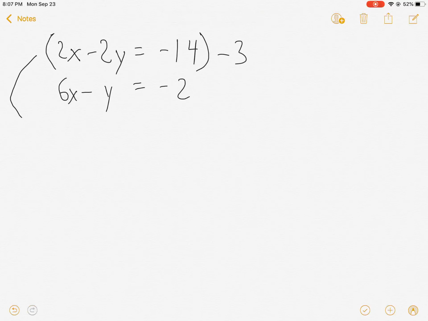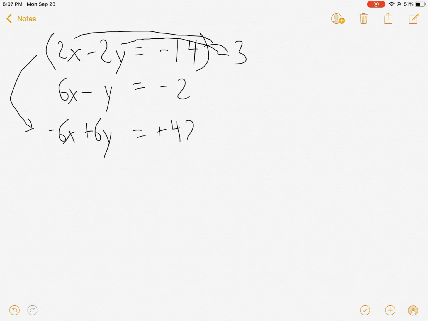Because, and I'll write this down below here, negative 3 times 2x would be a negative 6x. Negative 3 times negative 2y would be a positive 6y. Negative 3 times negative 14 would be a positive 42. Check out the x's there. Since we have a 6x and a negative 6x, this allows us to cancel them out.